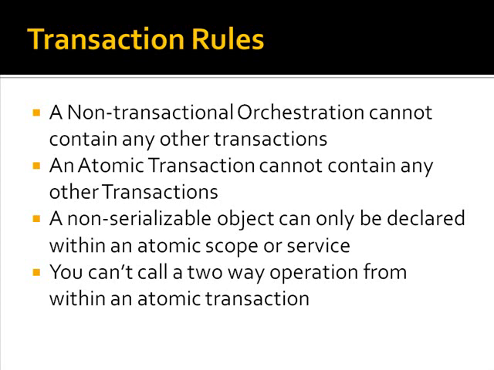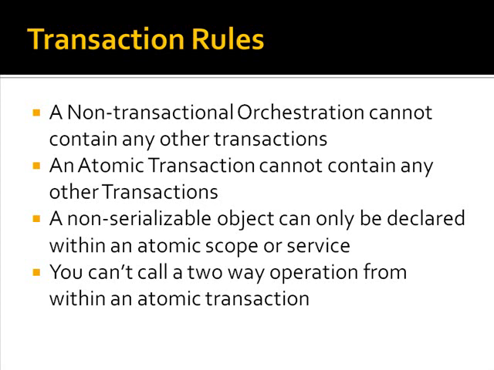An atomic transaction can't contain any other transactions. It's the lowest level of transactions in the transaction hierarchy. Long-running transactions can contain other atomic transactions, and you need a long-running transaction to actually specify atomic transactions. First rule, I'm not doing these in order, sorry. A non-transactional orchestration cannot contain any other transactions, so you need to make your orchestration a long-running transaction if you're going to include any sub-transactions within that orchestration.